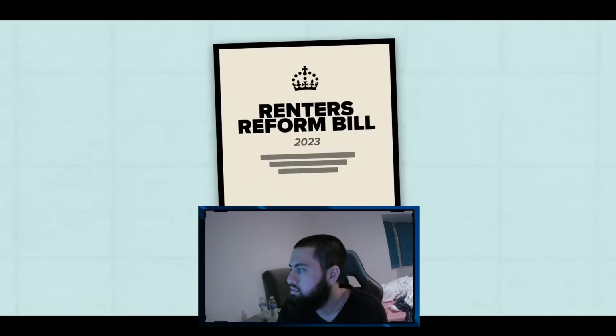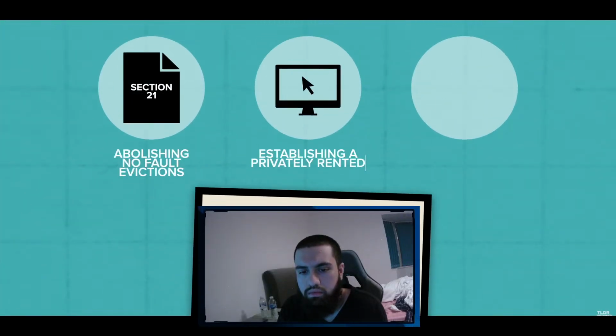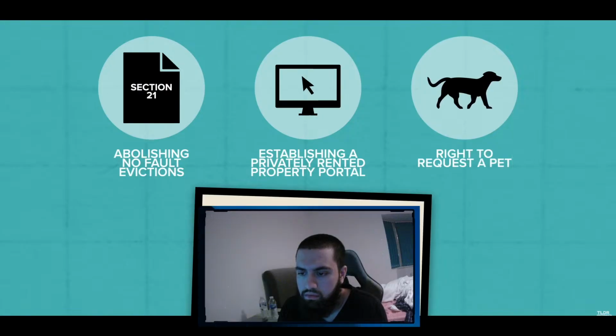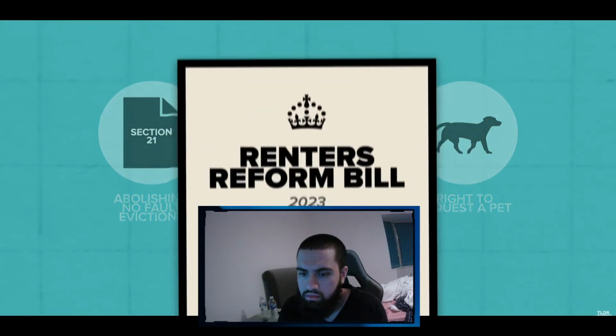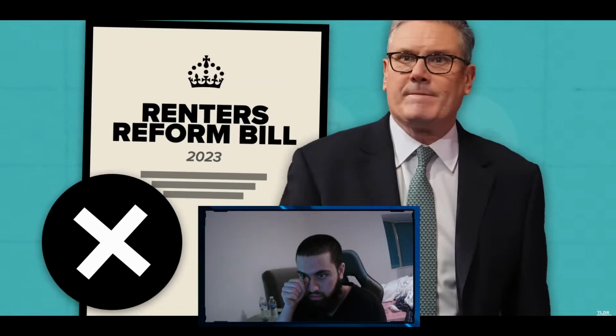In 2023, the Conservative government, then led by Rishi Sunak, introduced the Renters Reform Bill, aimed at improving renting for tenants by, among other things, abolishing no-fault evictions, establishing a private rented property portal, and giving tenants the right to request a pet. However, this bill didn't make its way through Parliament as planned, with it being scrapped by the Labour government upon their election victory in 2024.